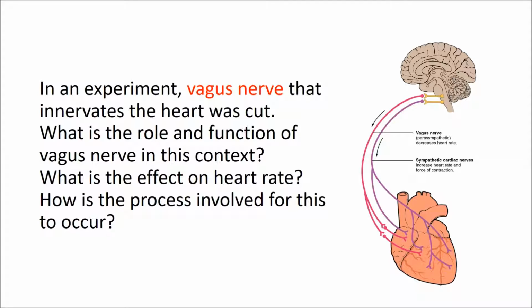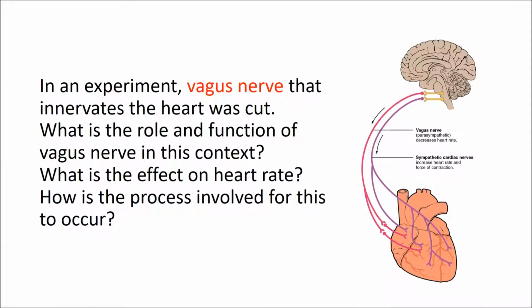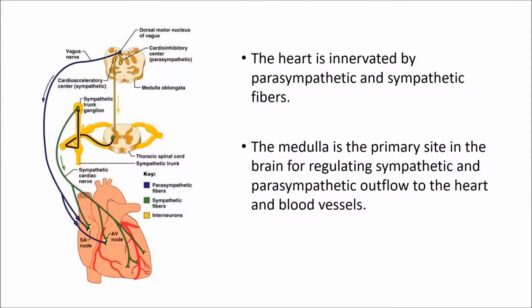In an experiment, the vagus nerve that innervates the heart was cut. In this video, we will discuss the role and function of the vagus nerve in this context, what the effect on the heart rate is, and how the process occurs. Before that, there are a few things that we need to know.